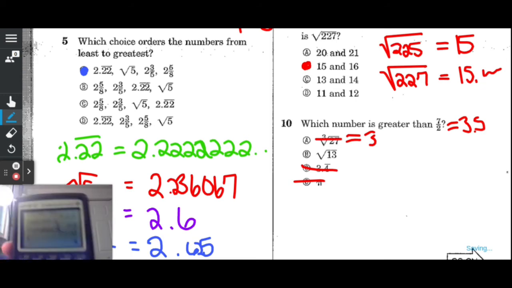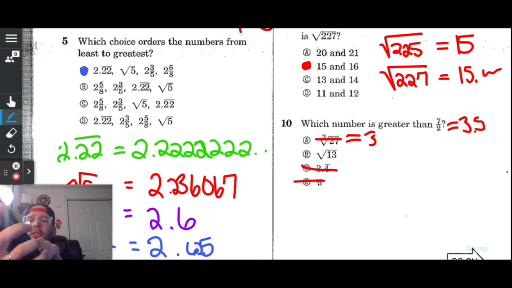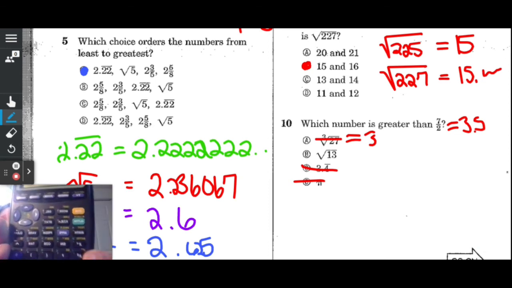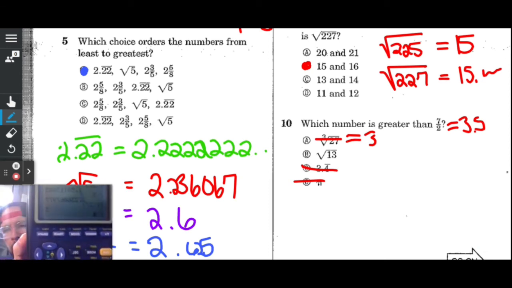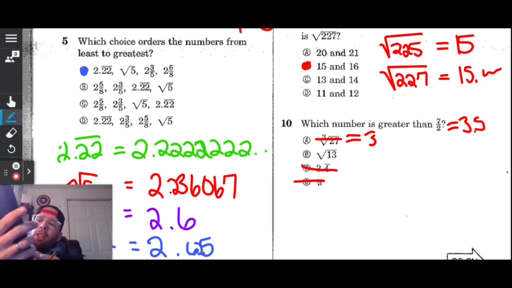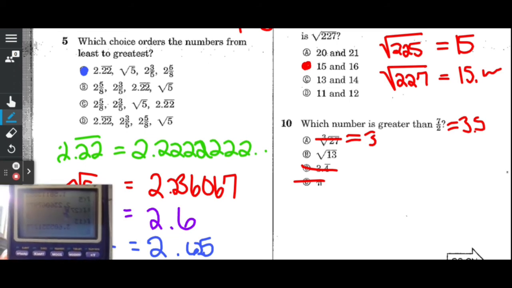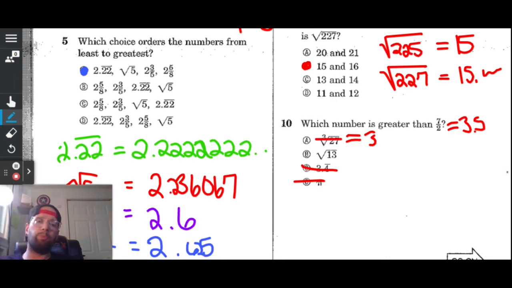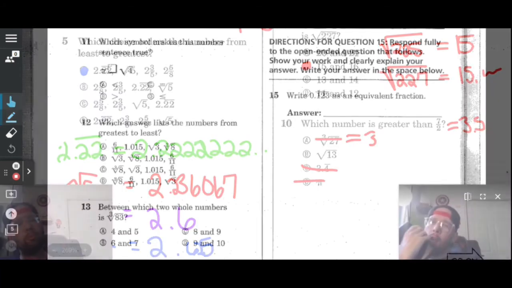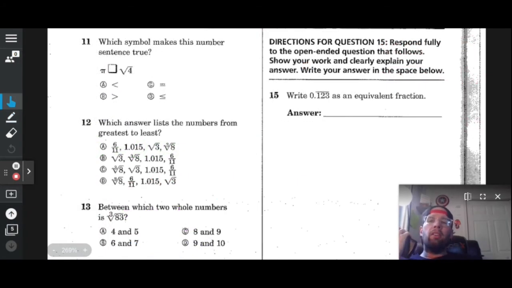So let's just double check. The square root of 13, second button, x squared, 13 is going to be 3.6 and then some. So it's B.